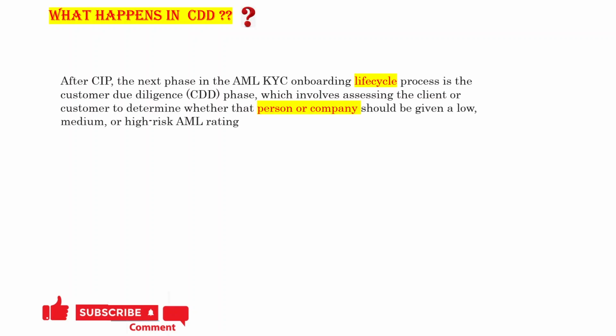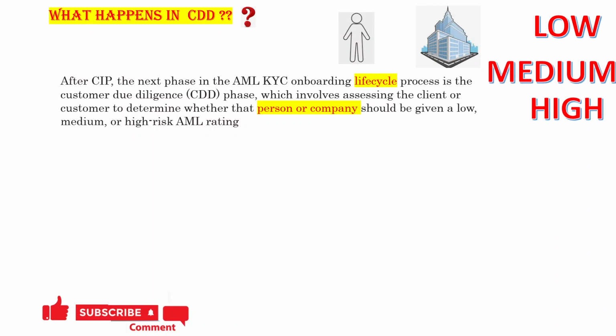After CIP, that is Customer Identification Policy, the next phase in the AML KYC onboarding lifecycle process is the customer due diligence phase, which involves assessing the client or customer to determine whether the person or company should be given a low, medium or high risk AML rating. This part is self-explanatory. As per the KYC lifecycle, CDD is the second part. Here we are mostly determining the risks associated with the individual or entity. Here only the risk categorization is given to the applicant.